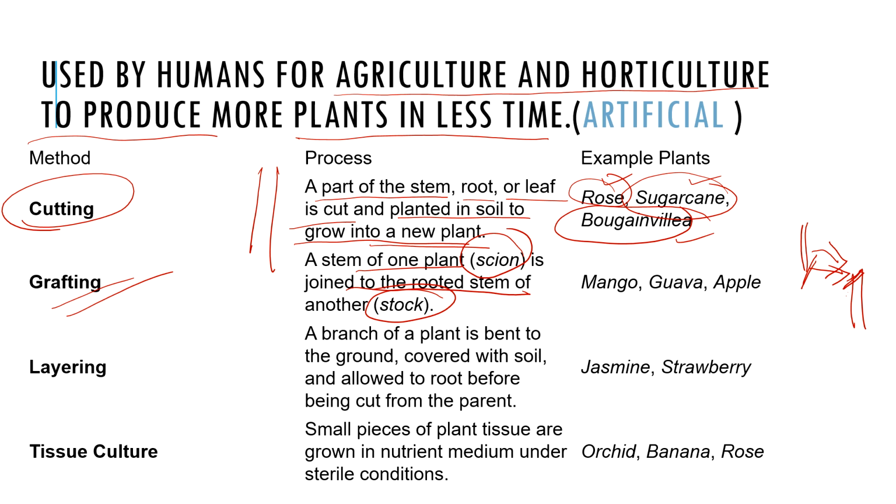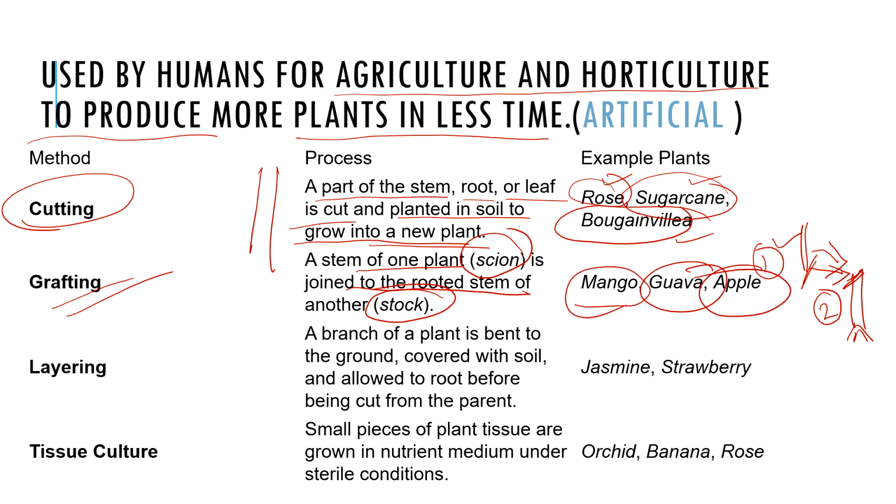So this process is called grafting. So this part is joined with this part. This is the first part which is taken and joined with the second part which is already rooted. So this is the rooted stem. So this is tied and joined in this part. So this is how grafting is done. It is done in mango, guava and apple.